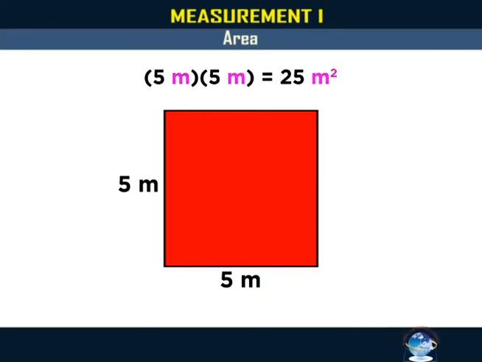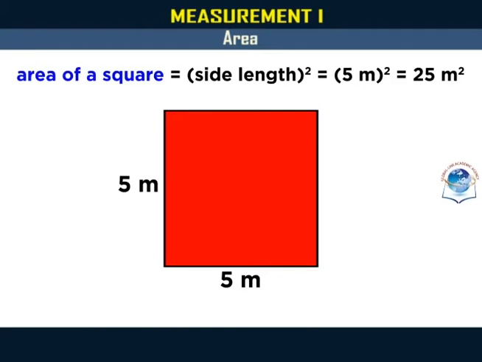Remember that units will be manipulated just like in algebra. So meters times meters is equal to meters squared, just like x times x is equal to x squared. And so with that, we understand the area of a square: its length squared.